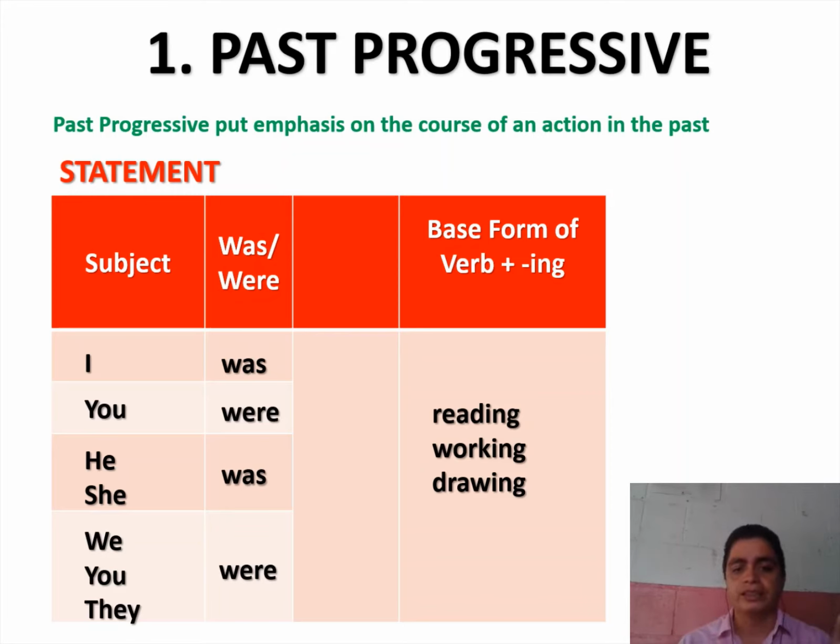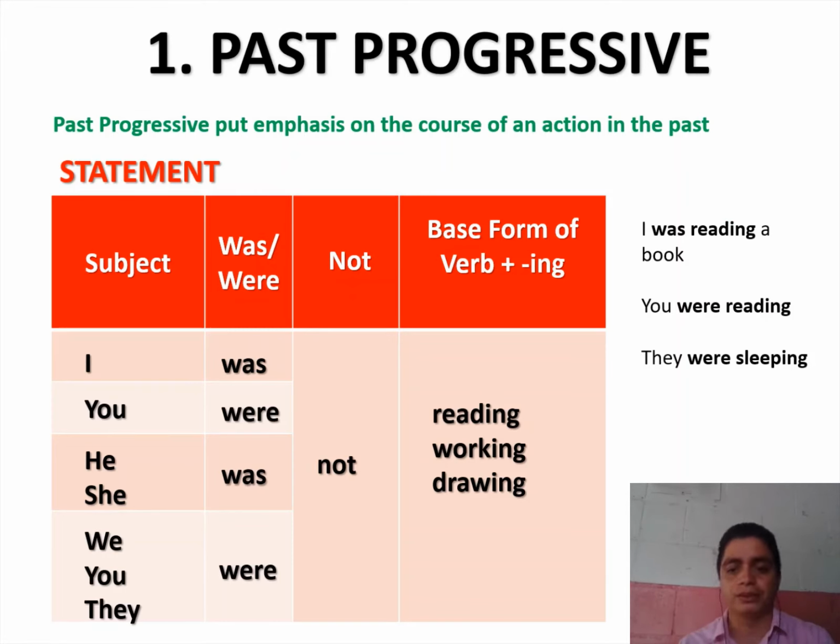But also in the case you want to make it negative, you just put the not between the was and the base form of the verb plus the ing. So I was not reading, you were not reading. So some other examples, I was reading a book, you were reading, they were sleeping. So sometimes we also put a complement at the end of the sentence. So it's not something that is done just with the base form of the verb plus ing.